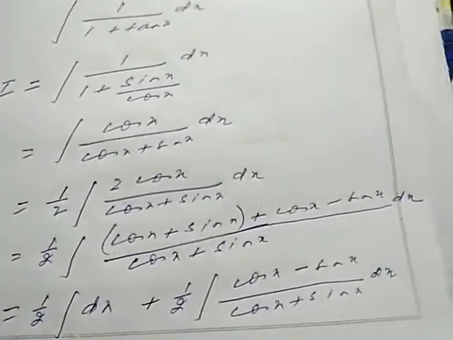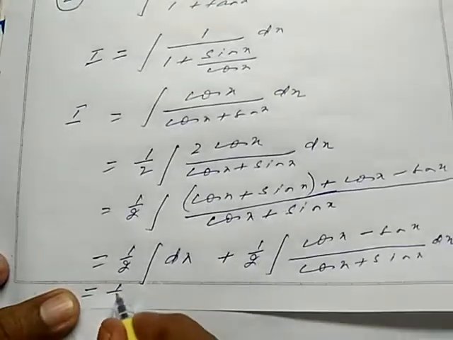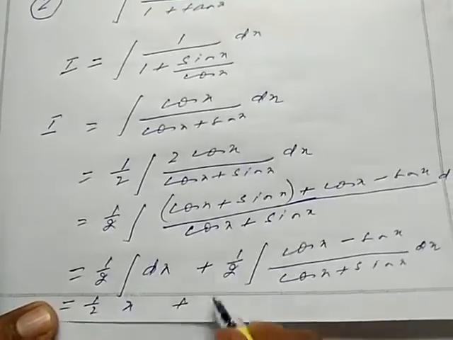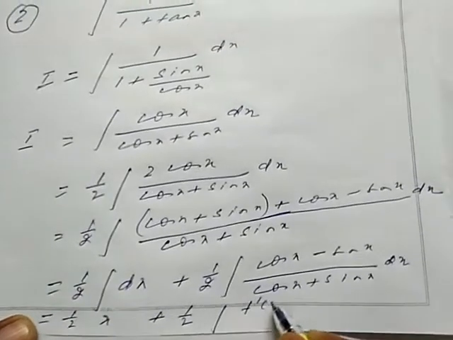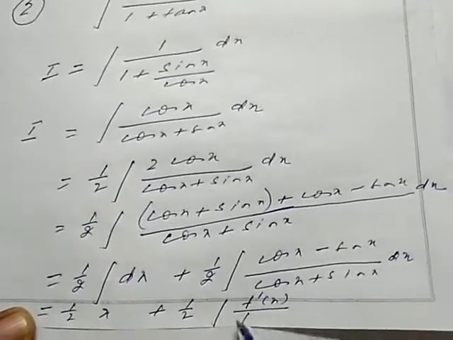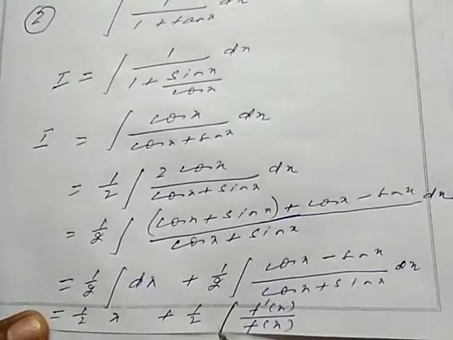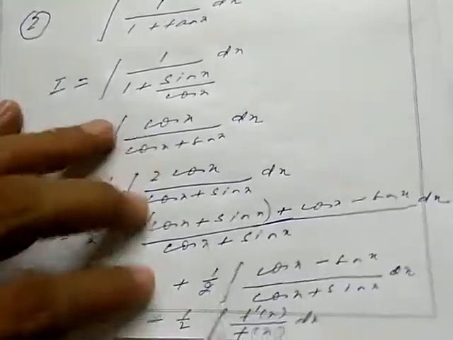Now both parts are integrable. The first part is simple, this is half of x. For the second part, what we are seeing is that the numerator is the derivative of the denominator, f dash x upon f x, integral sign, and this is dx.